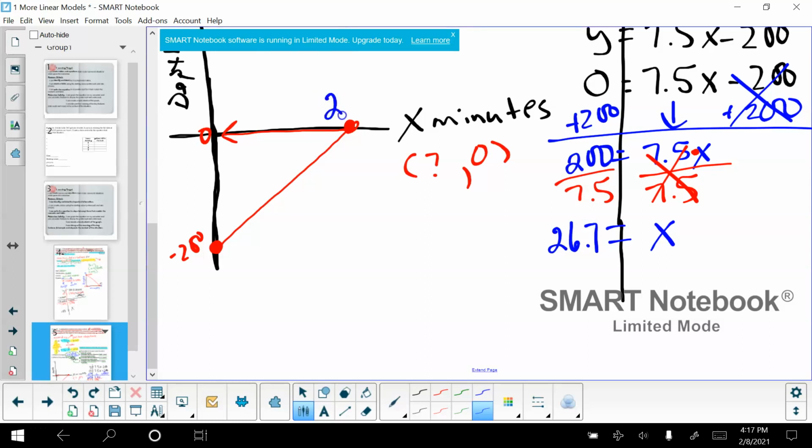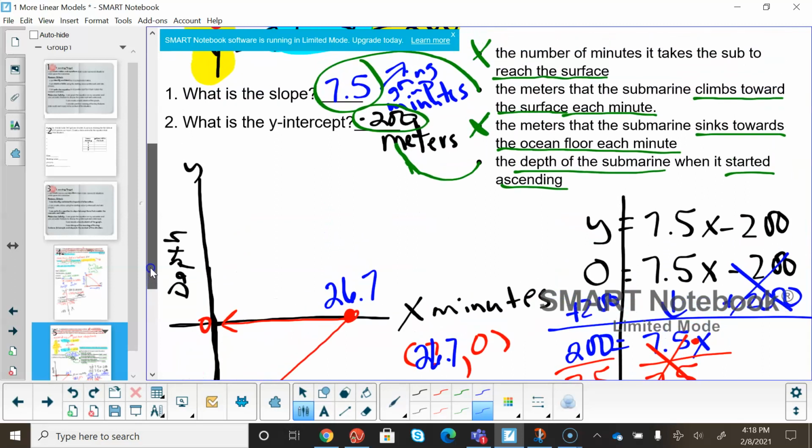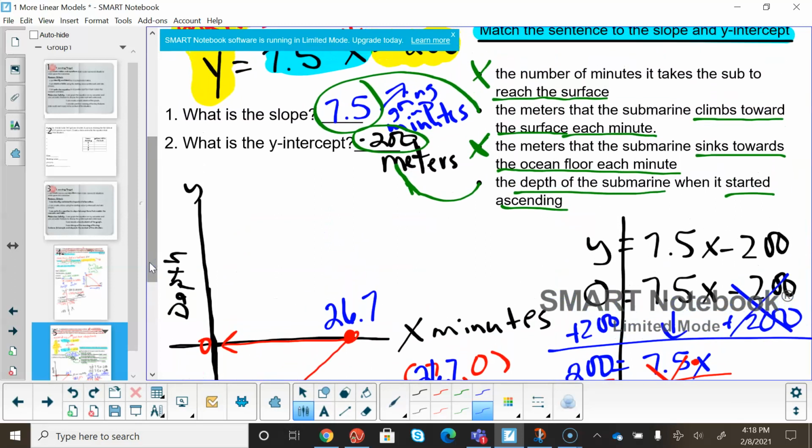So I'm going to come over here and label this at 26.7. So realize what that means is that at approximately 26.7 minutes, the sub reached the surface. So that number, 26.7, being the minutes that the sub took to reach the surface, would have actually been this first option. It wasn't the slope or the y-intercept, but that is the x-intercept. It's the number of minutes it takes the sub to reach the surface.